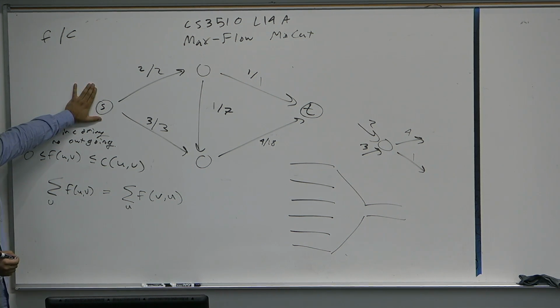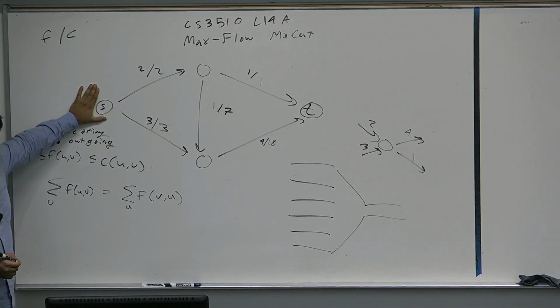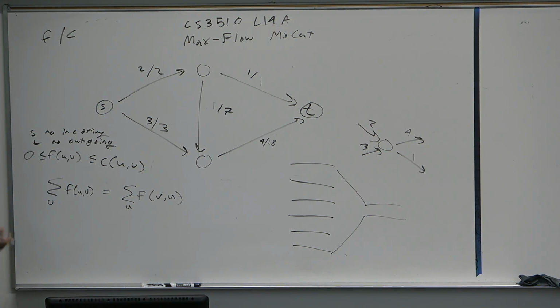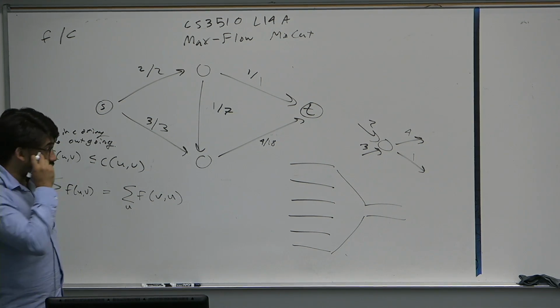You can't send anything more than 5 to S, right? But you can receive up to 19 to T. That doesn't matter. S can only send at most 5, right? So given a flow network, we're concerning ourselves with what's the max flow.